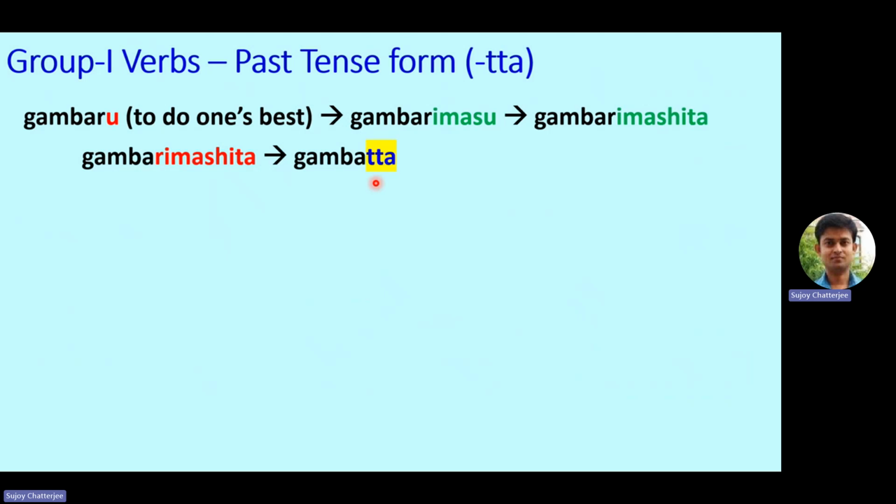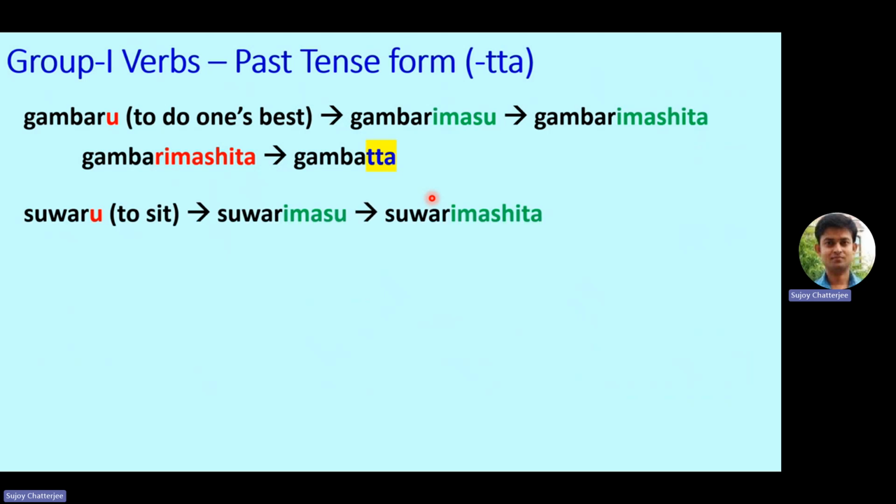Now, how are we arriving at this? Gambarimashta, we have to remove this entire thing which is written in red, rimashta. So, from gambarimashta, we have to remove rimashta and simply add tta, that is gambatta. So, gambaru becomes gambatta. This is the generic rule of converting a group 1 stem verb from its present form to its past form. Gambaru becomes gambatta.